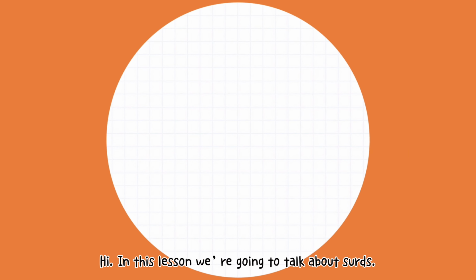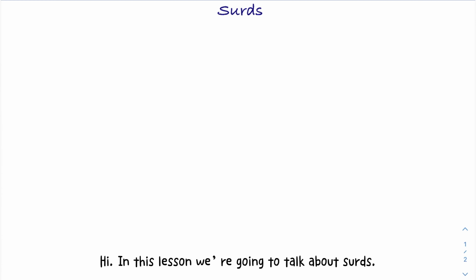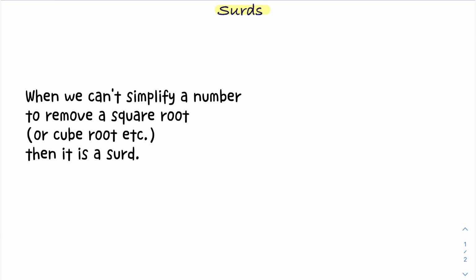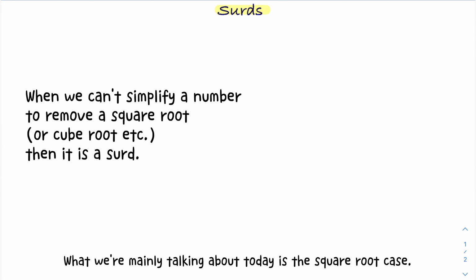Hi, in this lesson, we're going to talk about surds. What is a surd? This term may sound unfamiliar, but it's actually quite easy to understand. When we can't simplify a number to remove a square root or cube root, etc., then it is a surd. What we're mainly talking about today is the square root case.